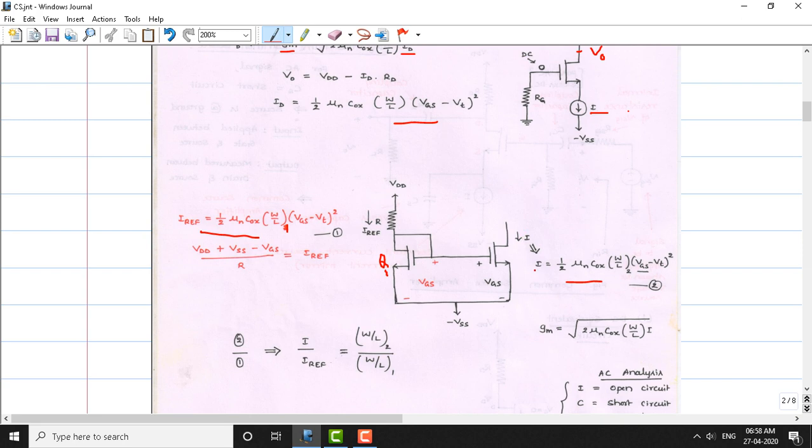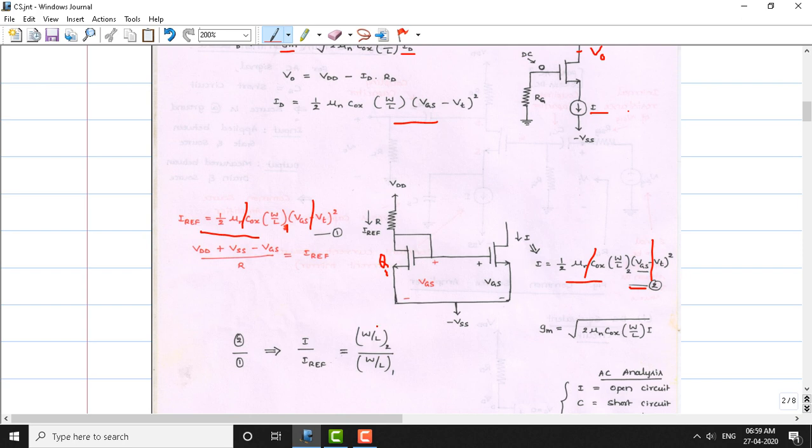If you take the ratio I by I reference, dividing equation 2 by equation 1, all these terms get cancelled: mu n, COX, and VGS minus VT whole square. I assume that the VGS applied here is the same as the VGS of this, because both transistors share the gate. So VGS here will be the same as VGS here. And also I assume that the threshold voltages of these two transistors are equal.